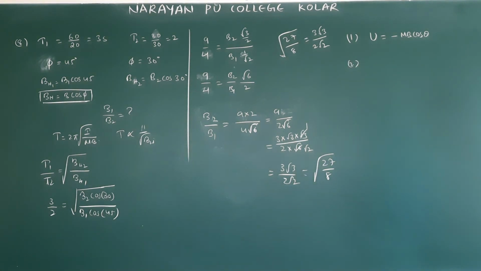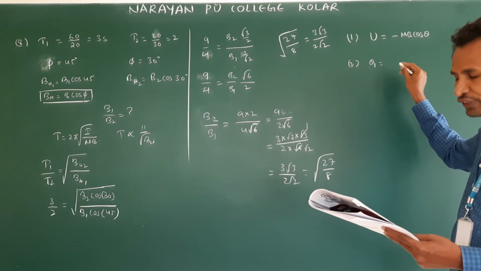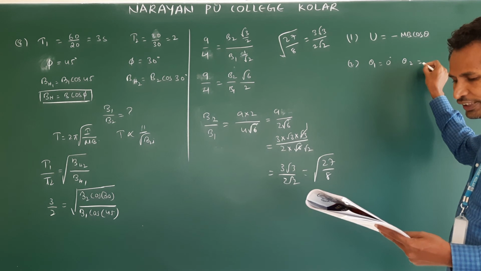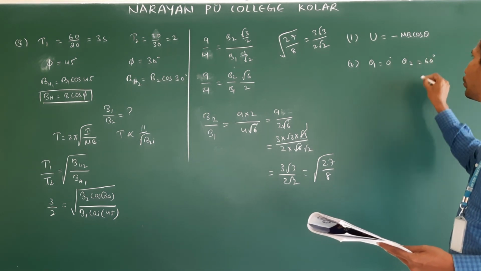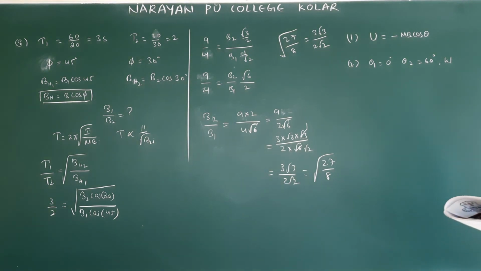Second one, a magnetic needle lying parallel to a magnetic field required W units of work to turn through 60 degrees. What is the torque needed to maintain the needle in this position? It has to rotate from theta 1 equal to 0 degrees to theta 2. How many degrees? 60 degrees. To rotate this, work done is W.